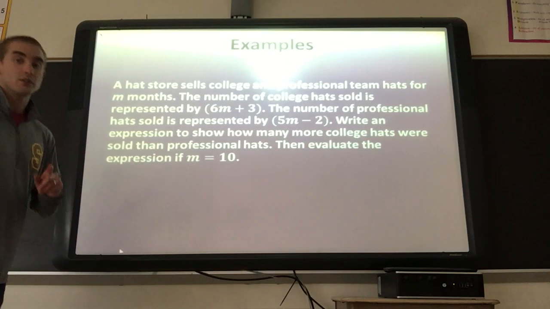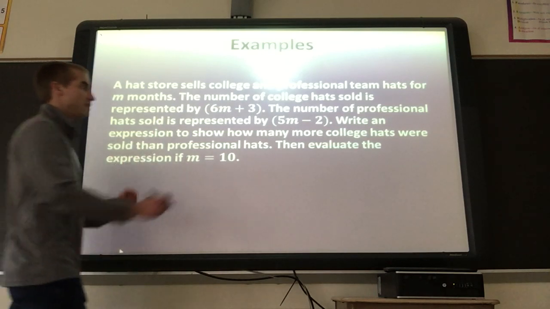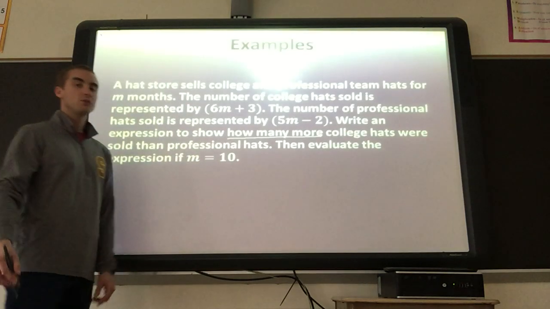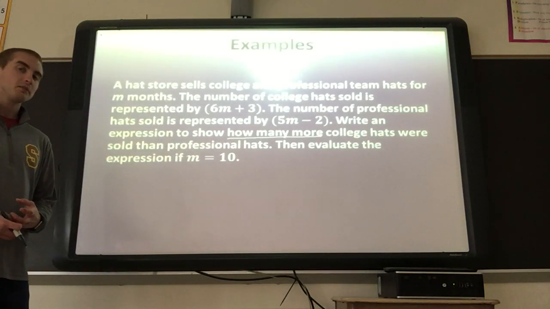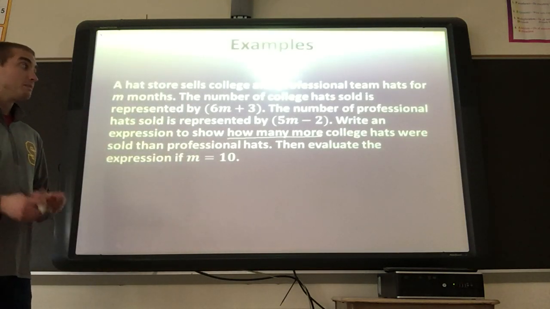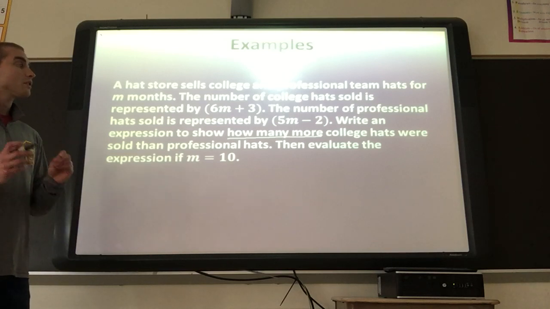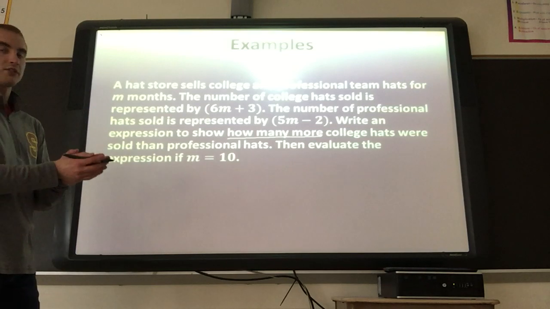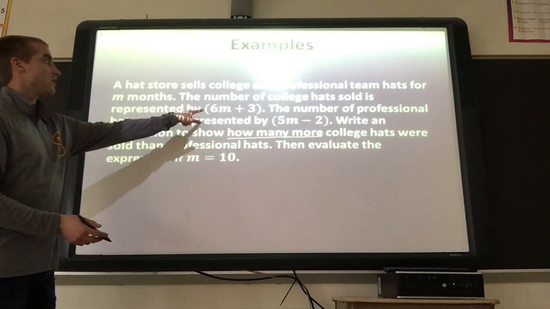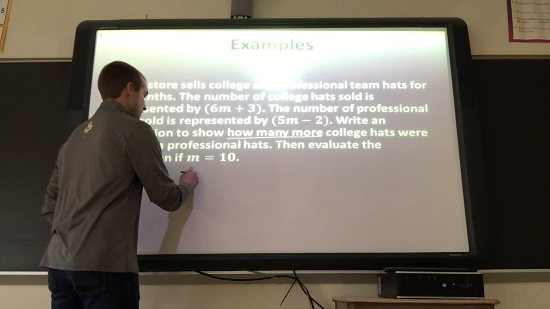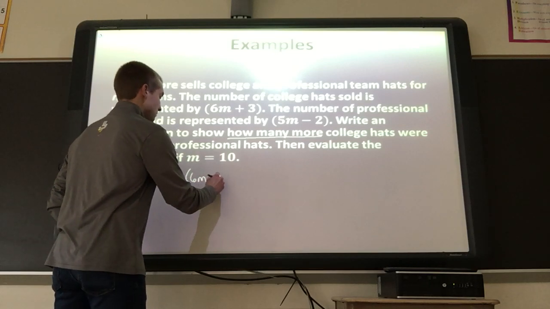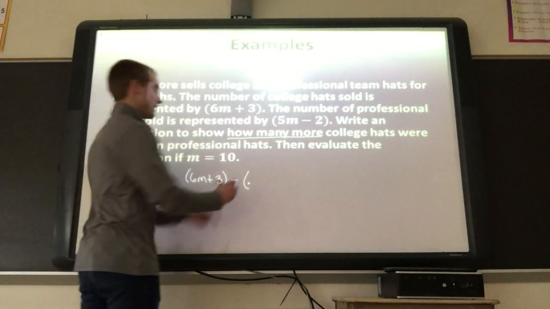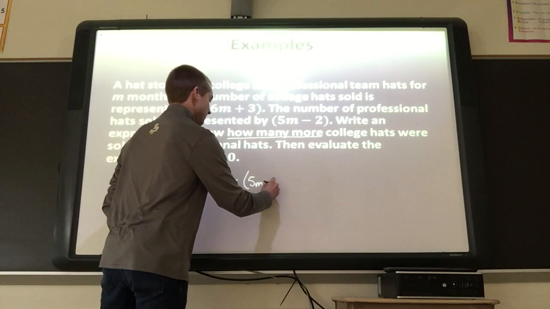So one thing first to remember, the phrase how many more. Do you remember what operation that means we do? It says how many more. It would be subtraction. So we're going to take the college hats and subtract professional hats from them. Well, the number of college hats is 6M plus 3. Keep that in parentheses. Minus the number of professional hats is 5M minus 2.